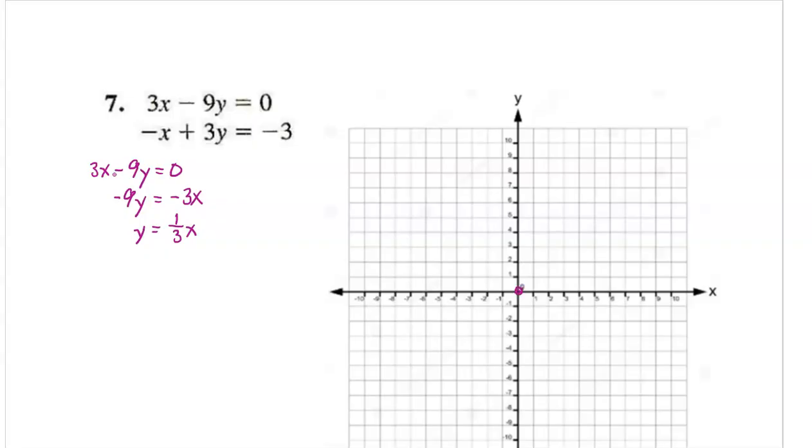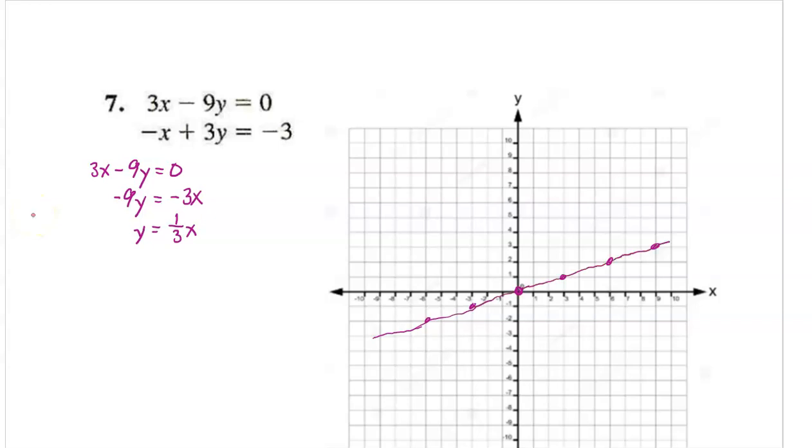Here's a dot at 0, and a slope of 1/3 is up 1, right 3, up 1, right 3, up 1, right 3. You can go down 1, left 3, down 1, left 3, and those dots will also be in the same straight line.